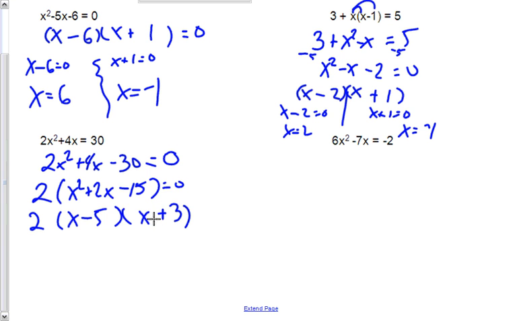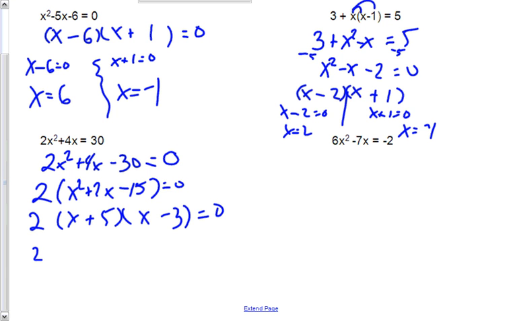Actually, is that going to work? Nope, our signs are off. So we got to be careful. We're backwards. We're actually going to get x plus 5, x minus 3. We want to get that big positive there, right? That equals 0. Now, if you wanted to, you can set all the factors equal to 0.